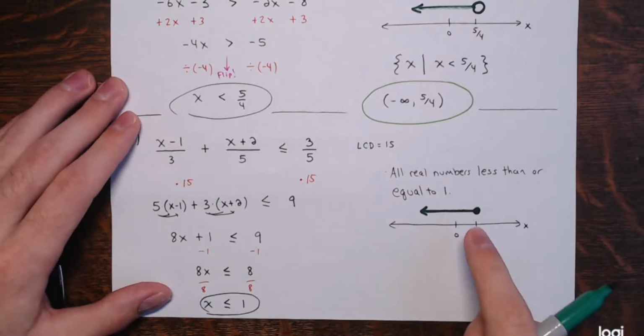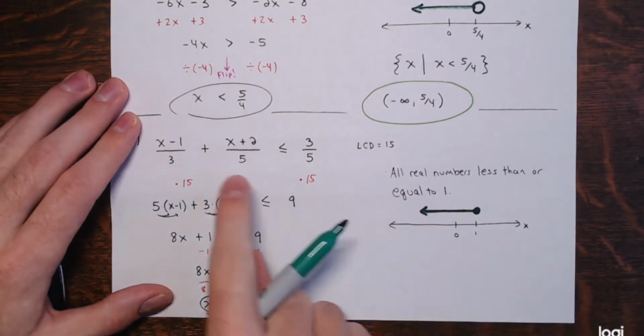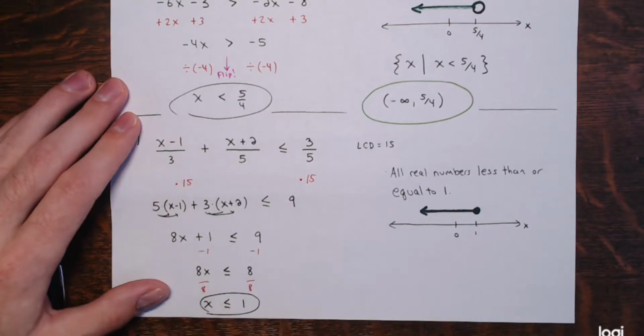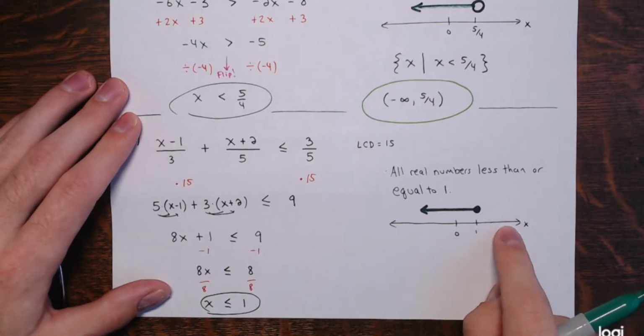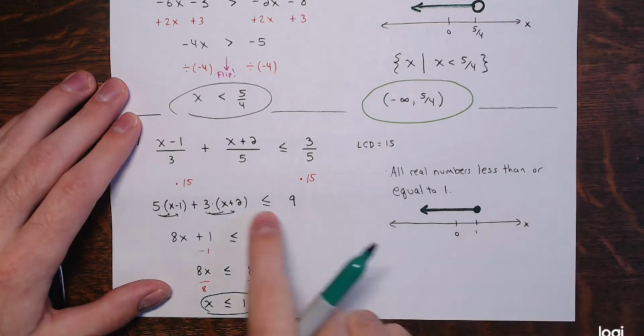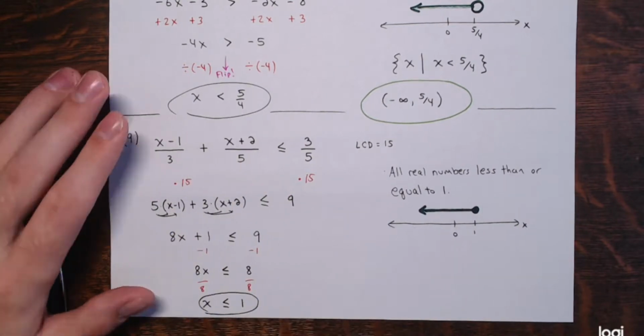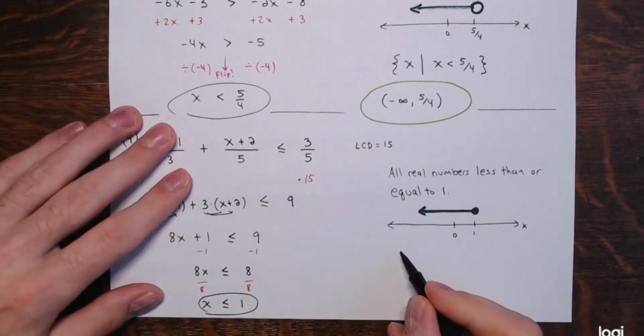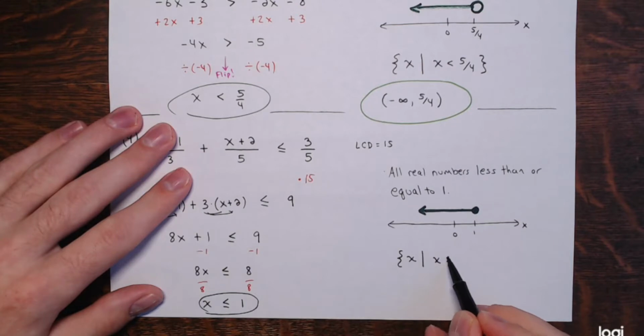And once again, I leave it to you to test these out. Plug in 1, plug in a number less than 1 for x back in the original inequality, and you'll see it's a true statement. And plug in a number greater than 1, 1.1, 2, 5, a million, and you'll see that this is a false statement. Those aren't solutions. The set builder notation, right? The solutions are all values of x such that x is less than or equal to 1.